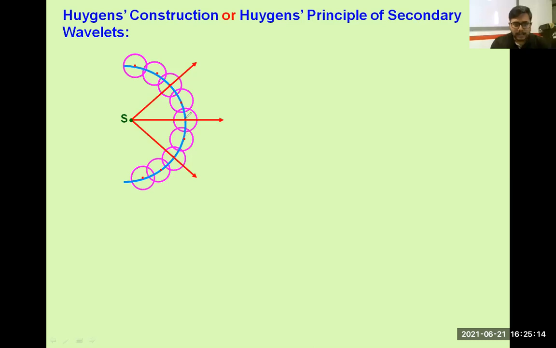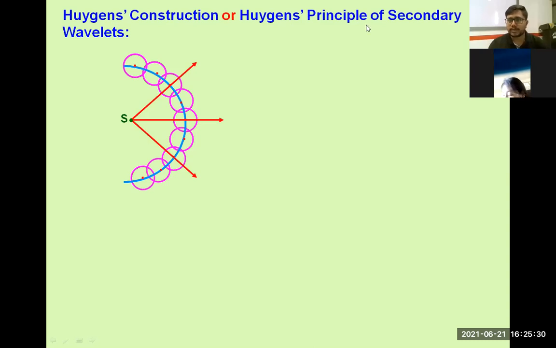Okay, this is behaving like another wavelet, and from this also a wave is coming like a sphere, because I told you that a point source will produce which kind of wavelet. So a point source will produce spherical wavelets.